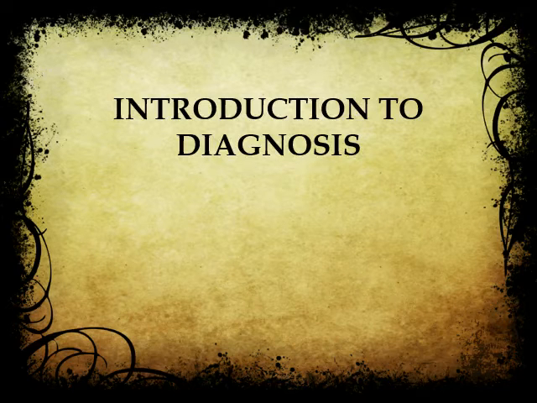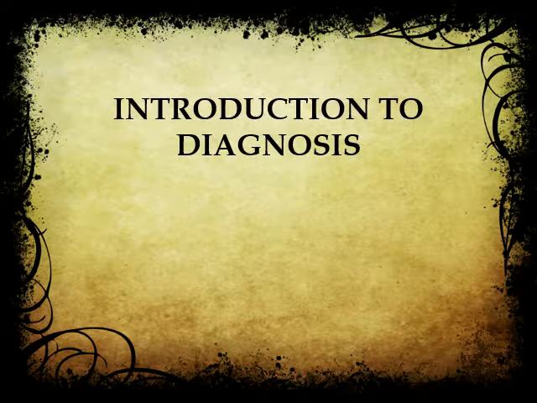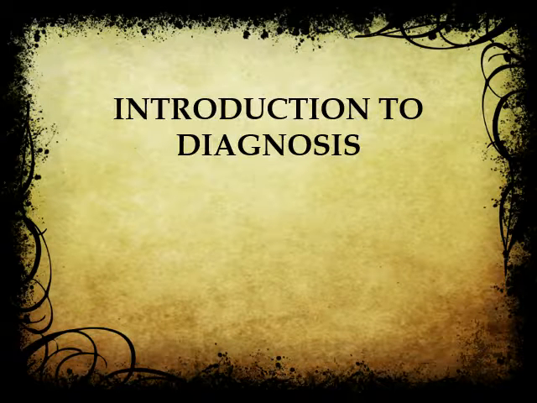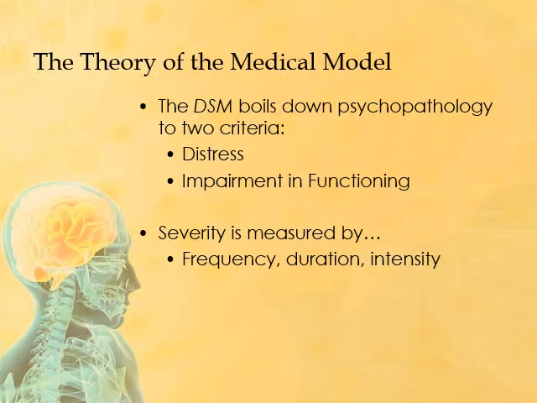This video lecture is an introduction to diagnosis and the Diagnostic and Statistical Manual of Mental Disorders, known as the DSM. We're going to start with the theory of the medical model upon which the DSM is founded. The DSM and the medical model boils down psychopathology to two main criteria. The first is distress, the second is impairment in functioning.